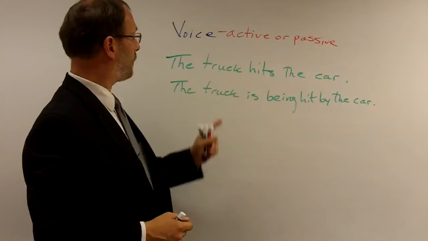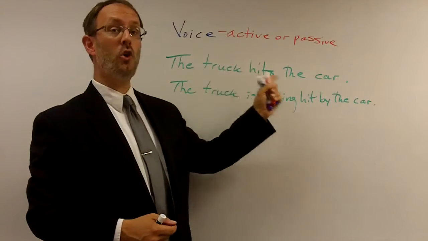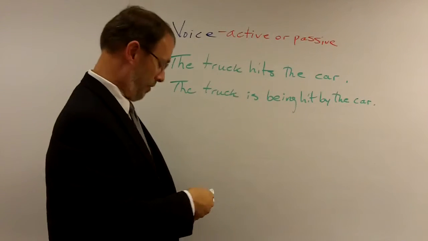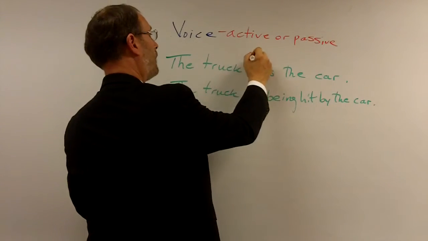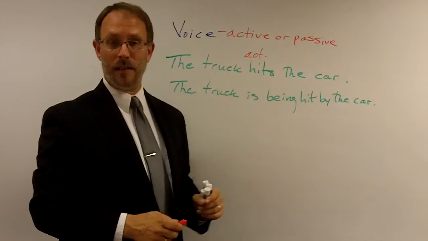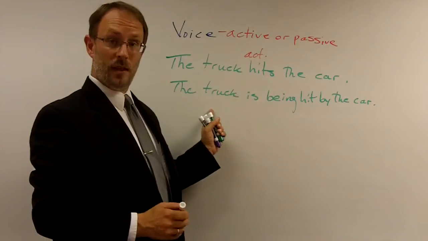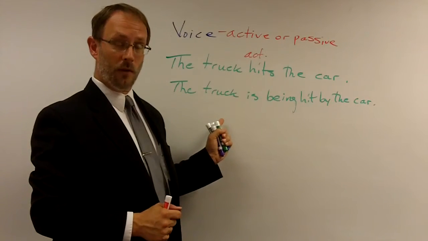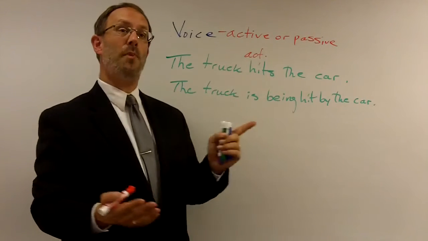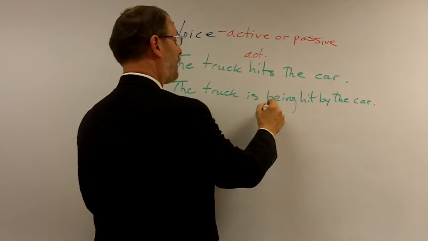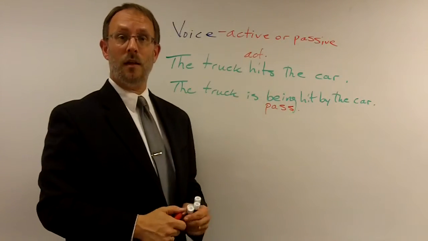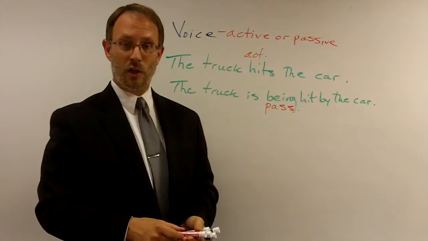But maybe you realize, no, in the first sentence, the truck is the one doing the action. It's the truck driver who hits the driver of the car. This is called active voice. Active voice is when the subject actually does the action. In the second sentence, the truck driver is just minding his own business, and suddenly here comes a car, and the car hits the truck. We say the truck is being hit by the car. This is passive voice. And passive voice means that the subject receives the action.